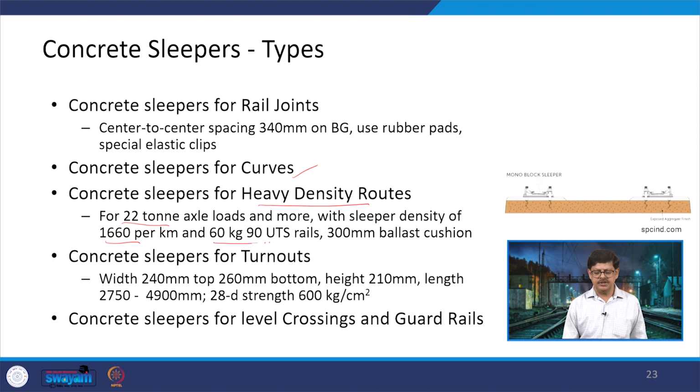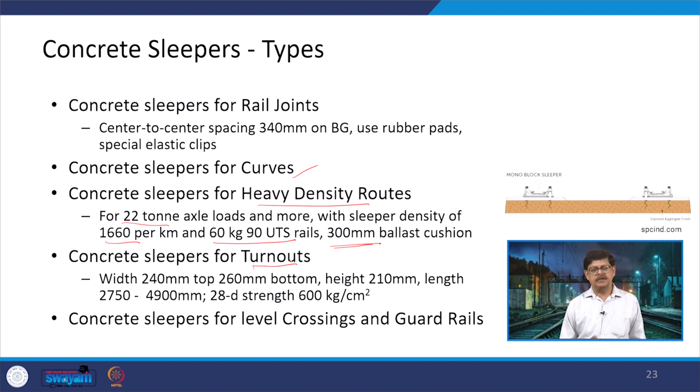And using 60 kg 90 UTS rails, that means less than 90 UTS we should not go, 72 UTS is not allowed in this case. And the ballast cushion is going to be a bit heavier as compared to 200 and 250 which is normally being used on the track.